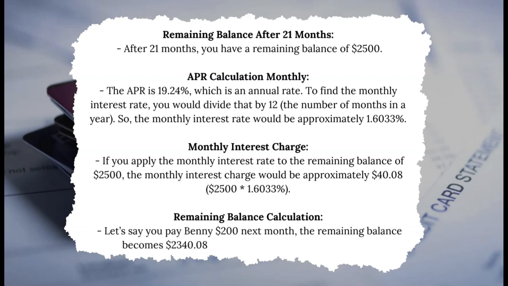$40.08. Okay, so let's say that you pay back Benny $200 next month. The remaining balance becomes $2,340.08. Okay, so it's $2,500 plus the $40.08, which is the interest, minus the $200 you paid him, which gives you a remaining balance of $2,340.08.